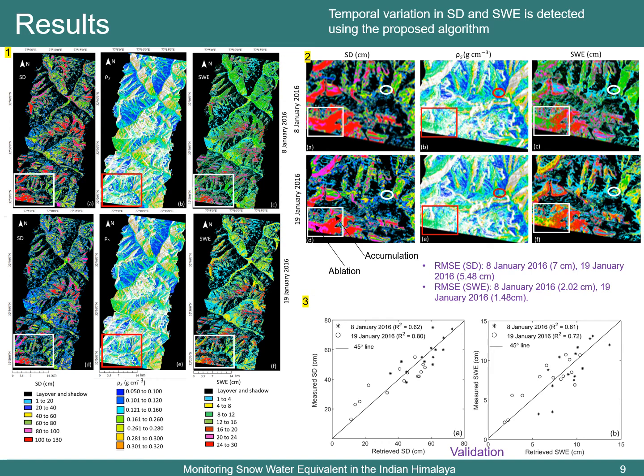The subset of the glacier portion is shown in figure 2, where the square box highlights the glacier ablation and accumulation zone. It is noticed that the algorithm was able to detect the changes in snow depth, and we see that there is a reduction in snow depth in the ablation zone. There is no change in snow depth in the accumulation zone. The RMSE in snow depth for 8 January and 19 January is 7 centimeters and 5.48 centimeters respectively, and it is 2.02 centimeters and 1.48 centimeters for snow water equivalent.